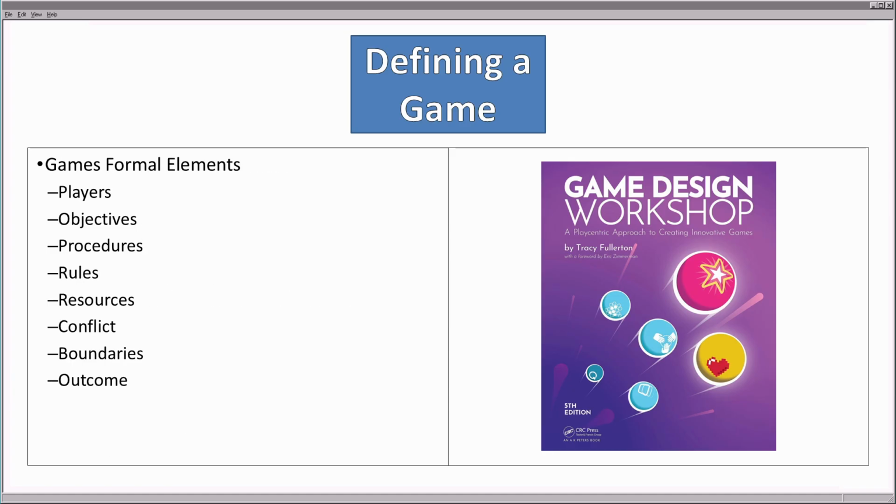This definition helps us understand that all games have the following formal elements: players, objectives, procedures, rules, resources, conflict, boundaries, and outcome. These provide the structure of the game itself. As an exercise, consider how these formal elements apply to an obvious game like tic-tac-toe, versus solving a derivative for a calculus course or analyzing a poem for an English course.